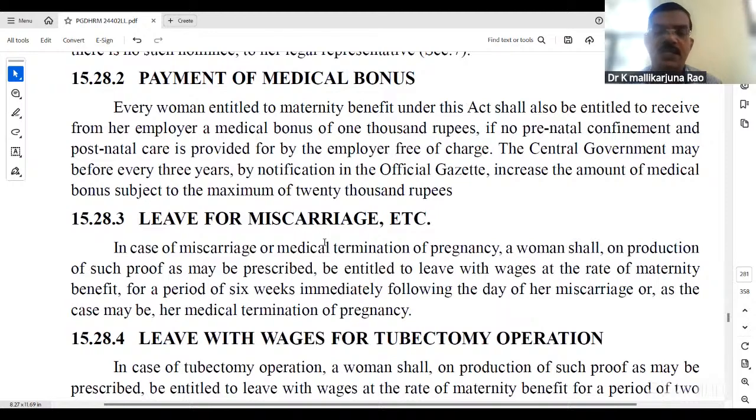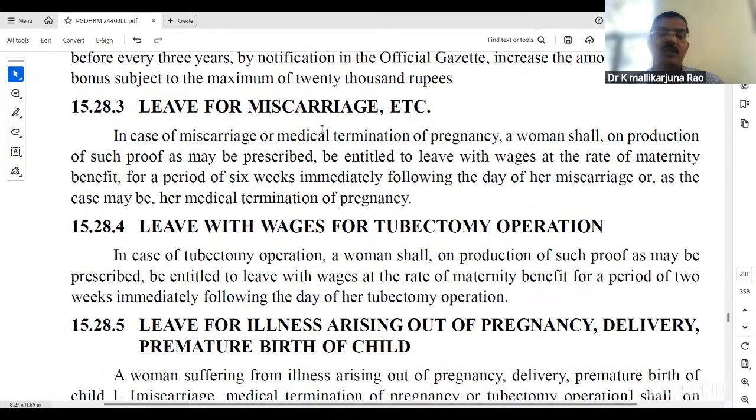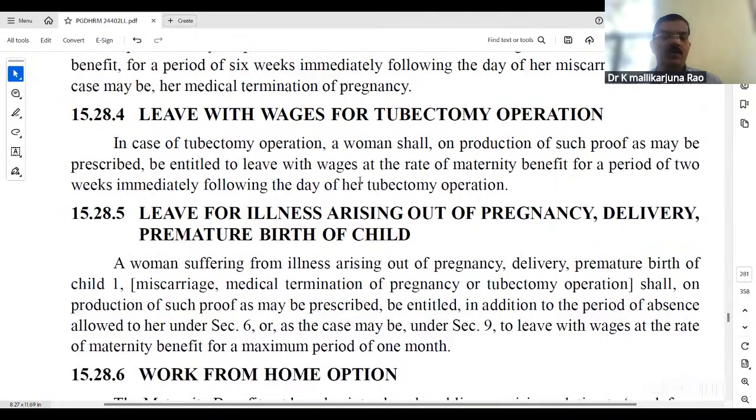Then leave for miscarriage. This is also provided in case of miscarriage or medical termination of pregnancy. A woman shall, on production of such proof as may be prescribed, be entitled to leave with wages at the rate of maternity benefit for a period of 6 weeks immediately following the day of her miscarriage or, as the case may be, her medical termination of pregnancy. So leave with wages for tubectomy operations is also there, that is for treatment.